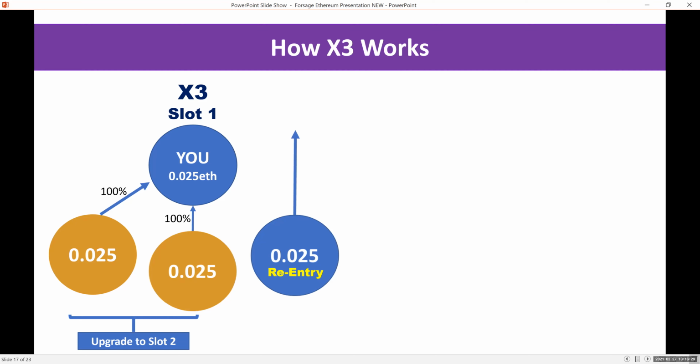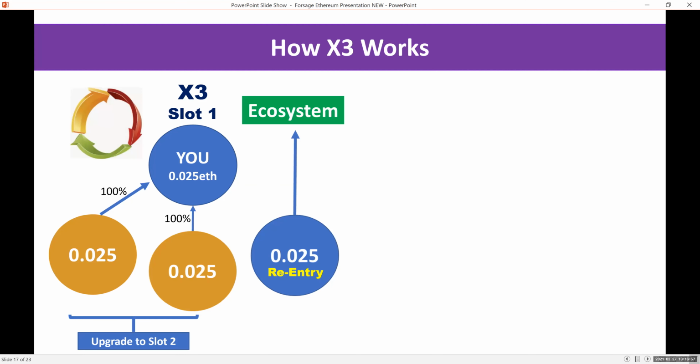But where does the money of the third one go? Where does the third payment go? Because, again, as I said, this is not a company. Foresight is not a company. It is a smart contract on the blockchain. There is no company behind Foresight. All right? It is a program that is on the blockchain. So where does the money go? It goes to what we refer to as the ecosystem.